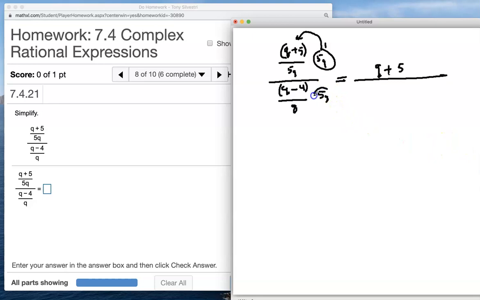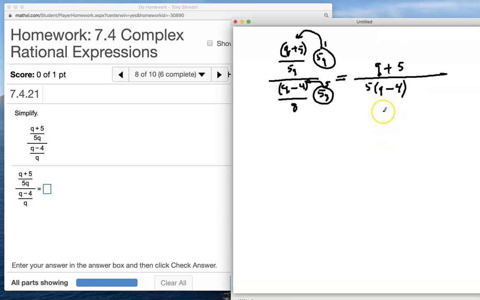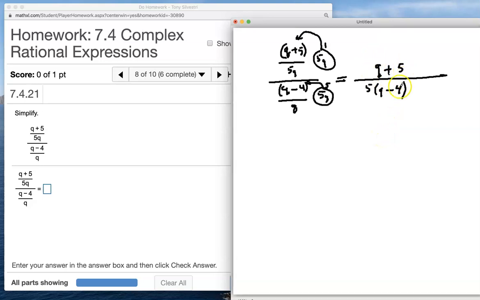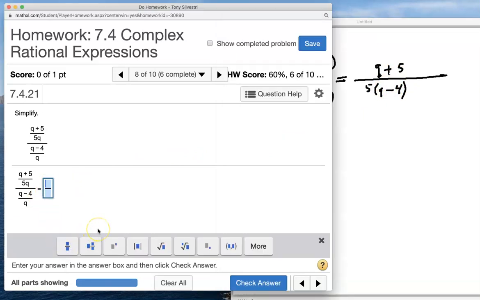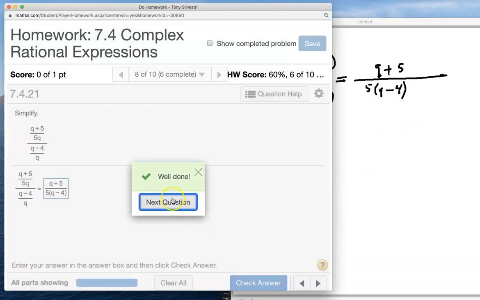Down here, circle and point. Q's cancel. Leaves you with 5. 5 times that bundle is 5q minus 4. And you know what? I'm going to leave it like that. This is a bundle in itself, and there's nothing you can do. Nothing cancels in the bundle. So I'm just going to leave it exactly like that. I'm going to enter that q plus 5, and on the bottom, I'm going to write 5 times q minus 4, close it. I could have multiplied through, but why do the extra work? You're not going to get credit for extra work.